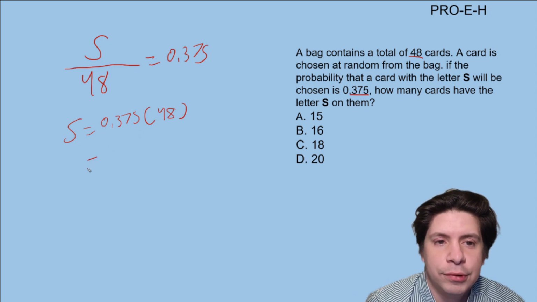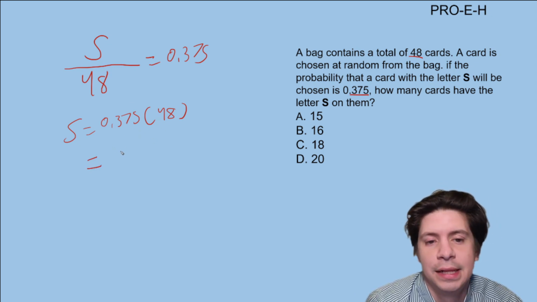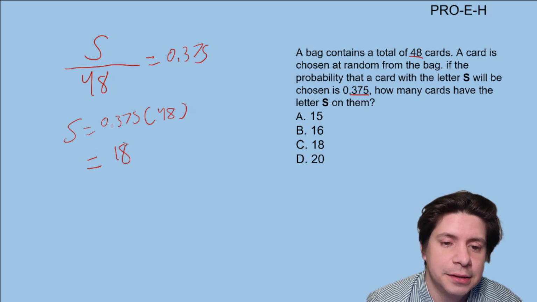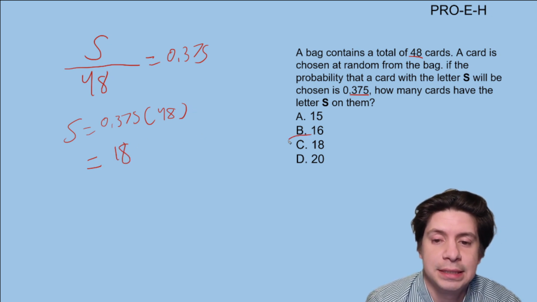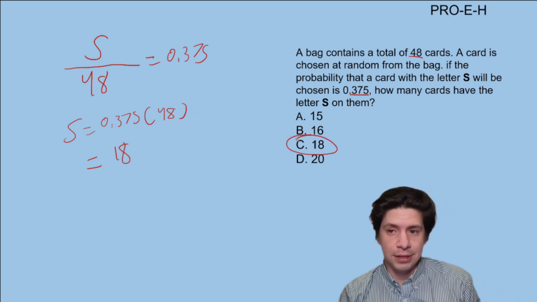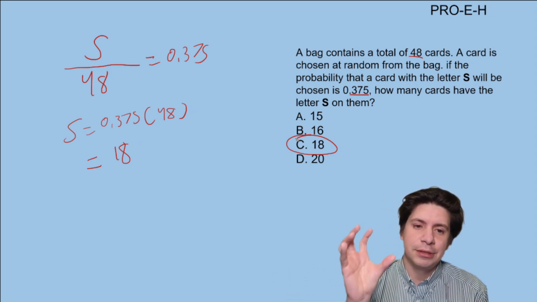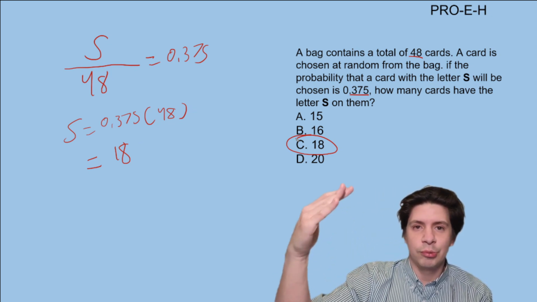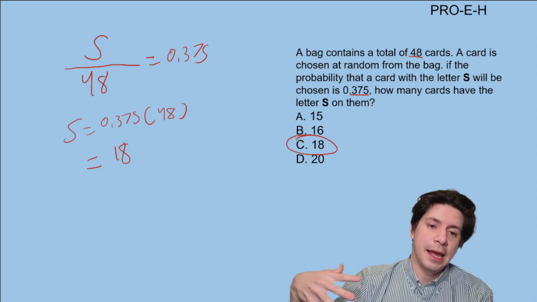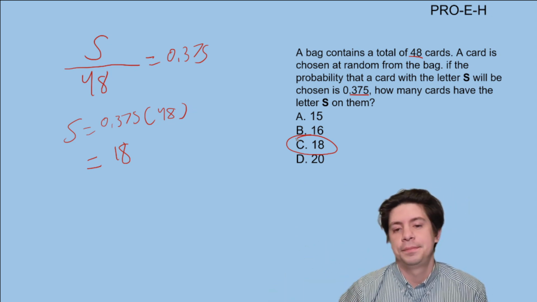And that will be, anyone? Yep, that is 18. Okay, and that is C. Okay, so if you have any questions on this one, let me know. But again, it's using the same concept, still the fundamental idea. The probability is what we want over total and finding the value from that.